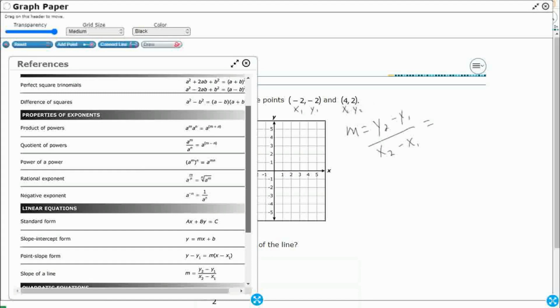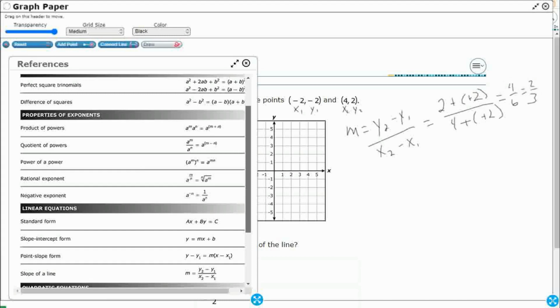Okay, so y2 is going to be 2. My y1 is minus 2, so that's going to end up being a positive. My x2 is 4 minus, and then a minus 2, so that's going to end up being positive. Okay, so that's going to be 4 over 6, so 2/3.